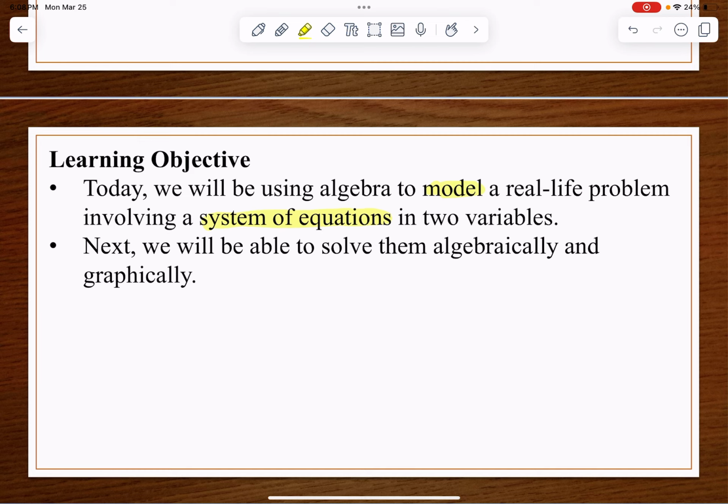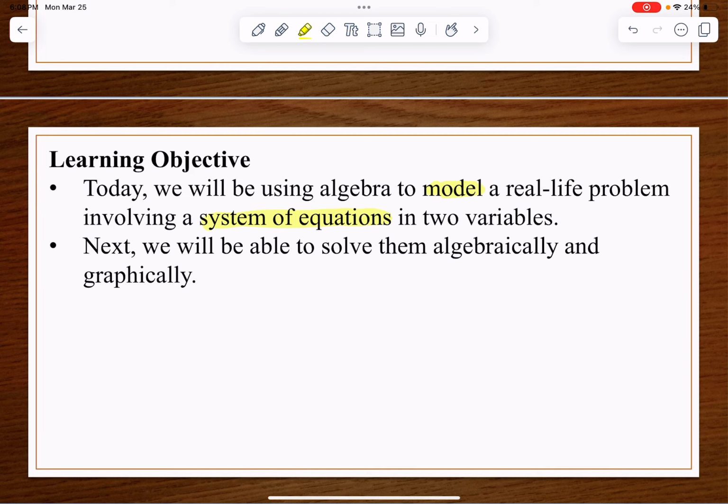If we have three variables, there will be three equations in the system. If there are four variables, four equations in the system. So likewise, it goes on. In our lesson, we have just two variables today, and just two equations.